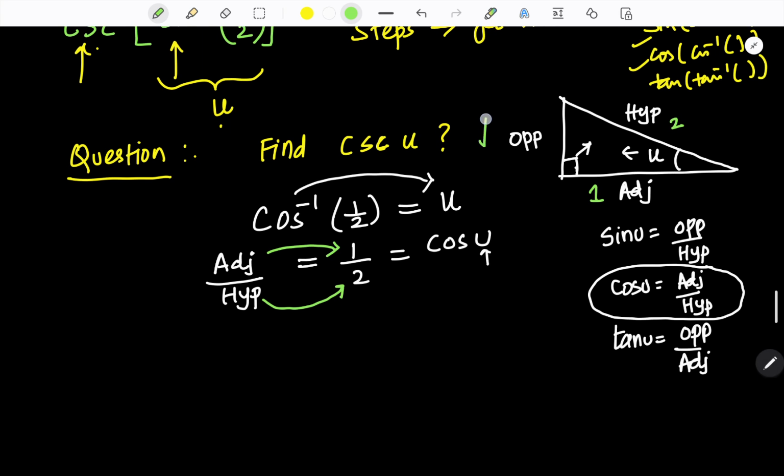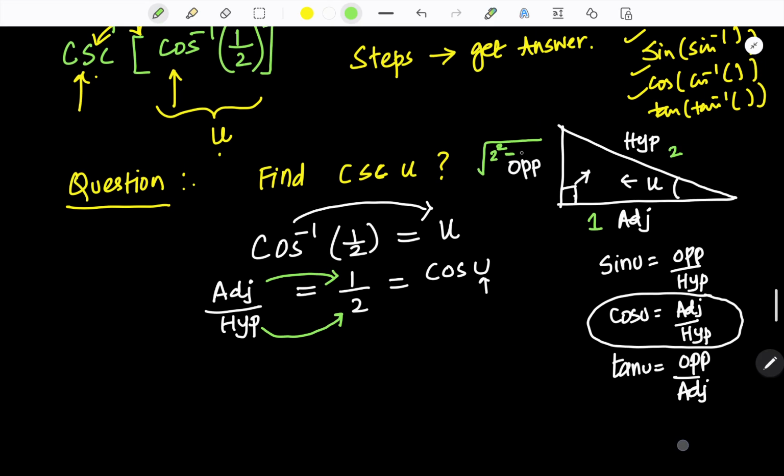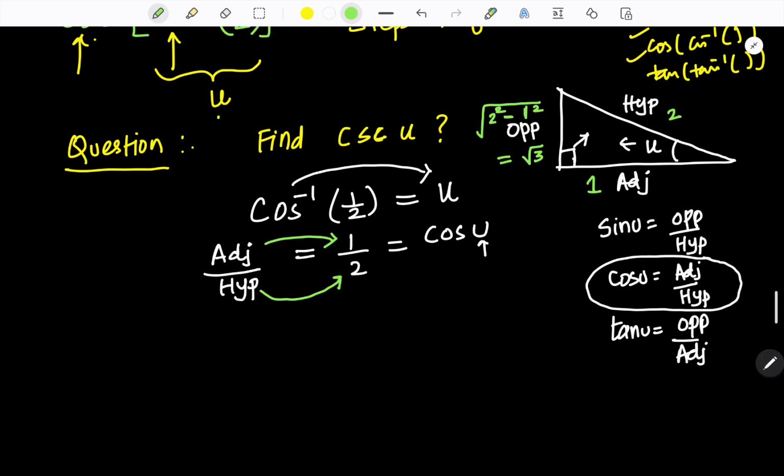We are going to find the opposite side. So square root of 2 squared, and I should use minus, using Pythagoras theorem, 1 squared. So 4 minus 1 is square root of 3. That is root 3. Okay, everything is ready. What is your question now? We are going to find the cosecant U. So let's start with cosecant U.